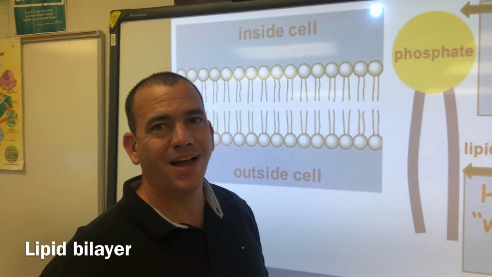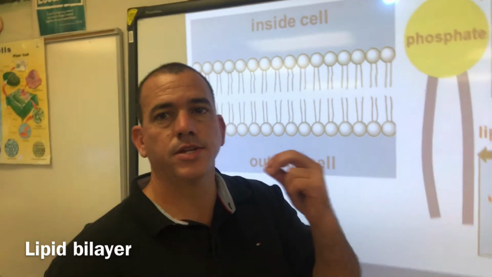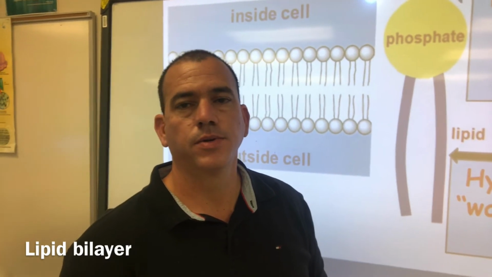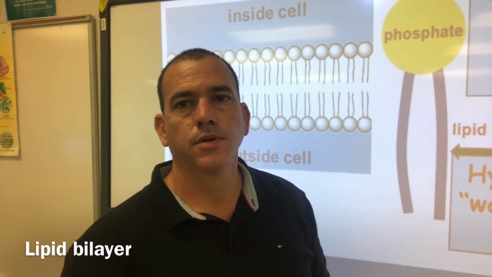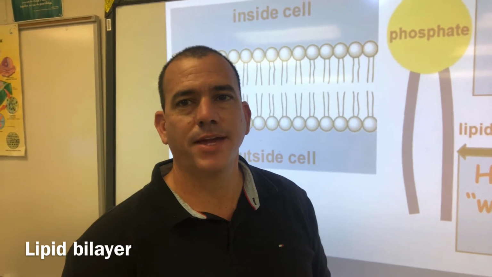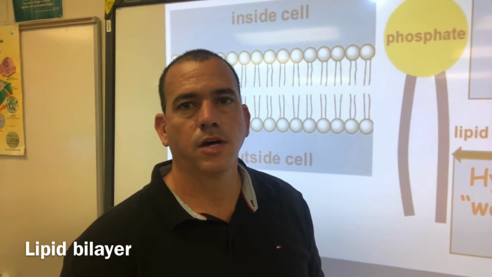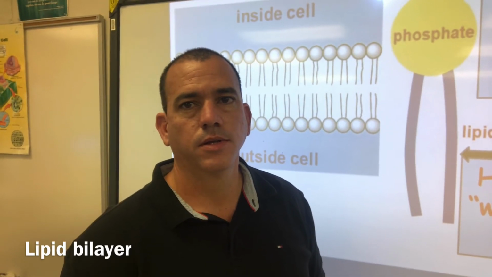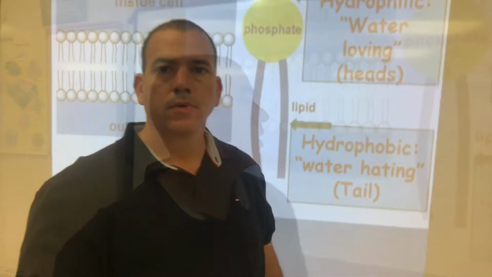So lipid bilayer is, so write this down, two-layer, double layered of phospholipids that make the cell membrane. A double layer of phospholipids that make the cell membrane. That's why it's called a lipid bilayer.